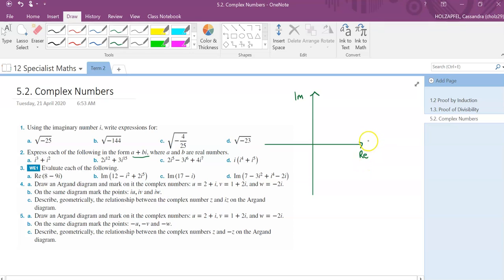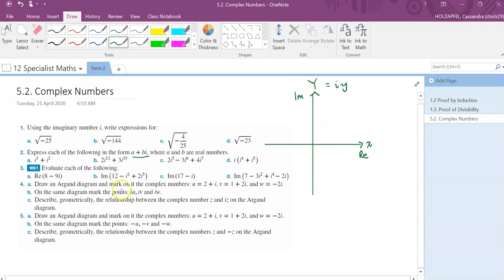The other way that I've seen it written is that this is using the lowercase x and this is using uppercase Y, and they use uppercase Y to represent the imaginary axis. So you could see either of these options when dealing with an Argand diagram.